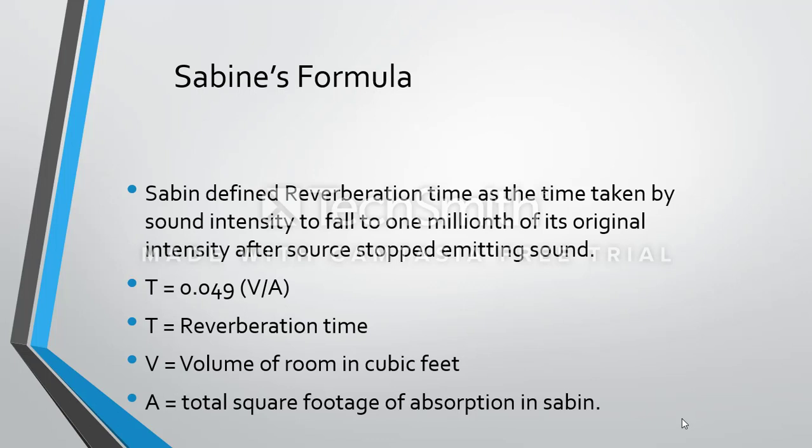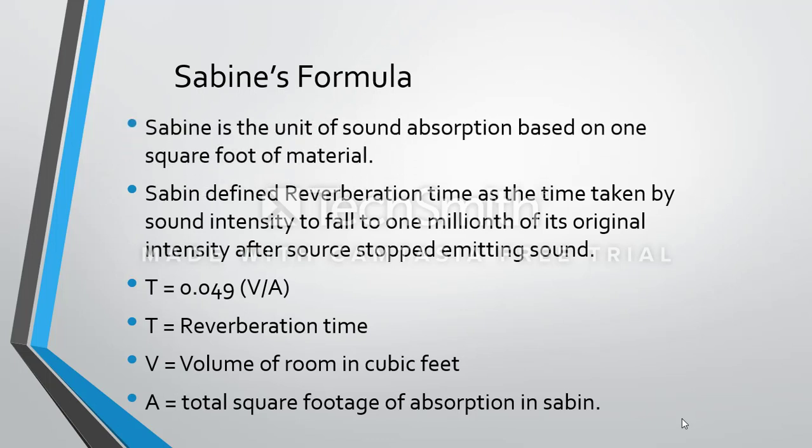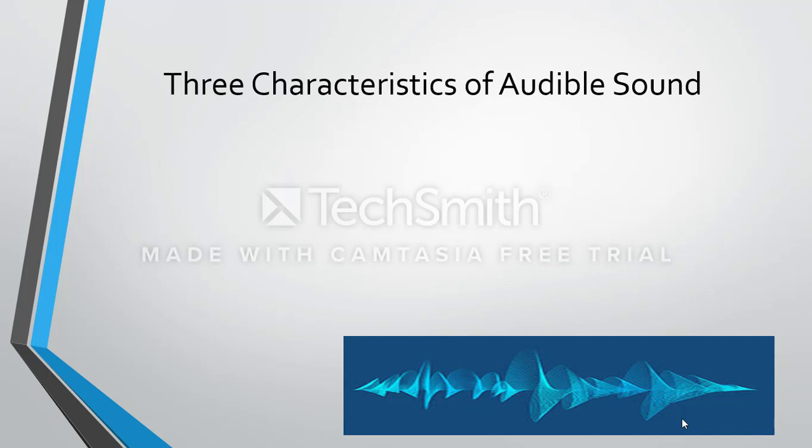Next is Sabine's formula. Sabine defined reverberation time as the time taken by sound intensity to fall to 1 millionth of its original intensity after the source stopped emitting sound. Capital T is defined as reverberation time. Capital V is volume of room in cubic feet. Capital A is total square footage of absorption in sabins. Its formula is T is equal to 0.049 into V by A. It is the unit of sound absorption based on 1 square foot of material.